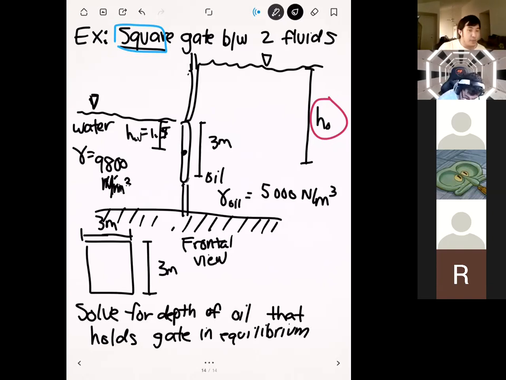Okay, so basically what this means is that we're going to compute 2 moments. We're going to compute a moment from the water side and a moment from the oil side, and then those 2 moments have to cancel out. We're going to use that to solve for HO. All right, any questions on just the setup of the problem?